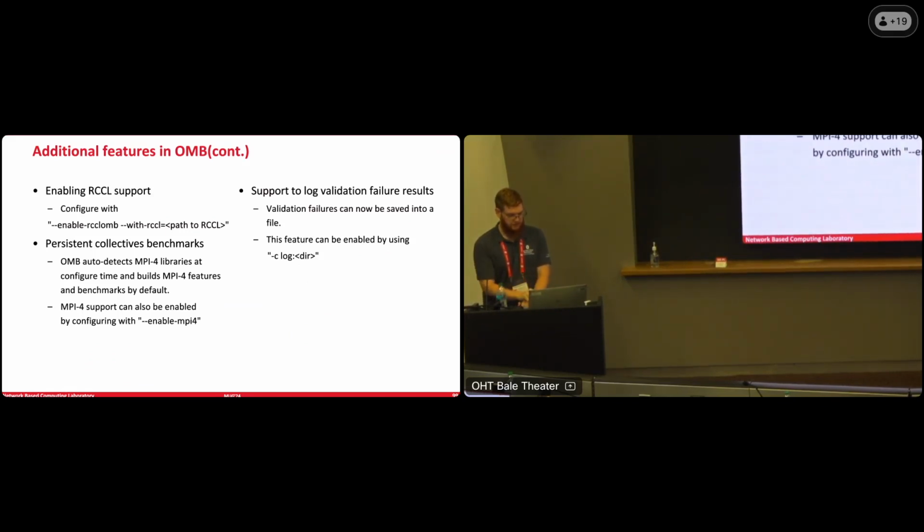And then we also will now provide an output of what validation failures occurred if your test fails validation. So this can be really useful when debugging an MPI library. It's mostly targeted at MPI developers so that they can see what is failing if their MPI implementation is failing validation tests.